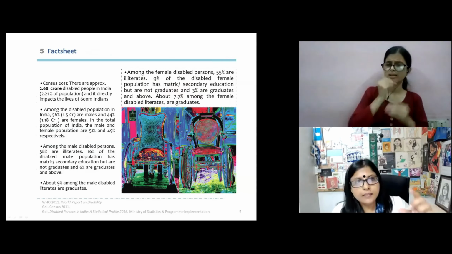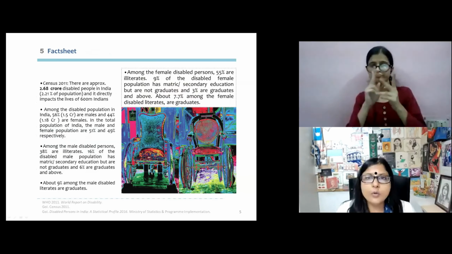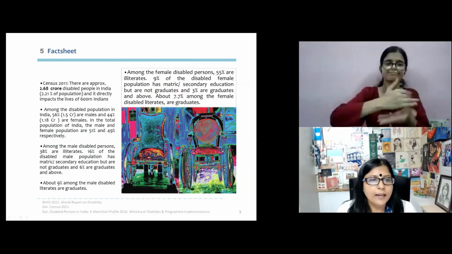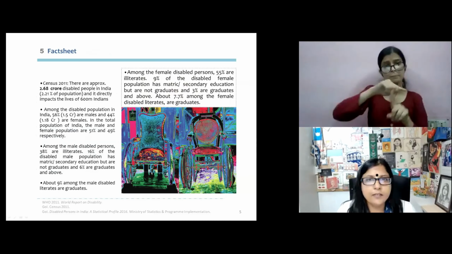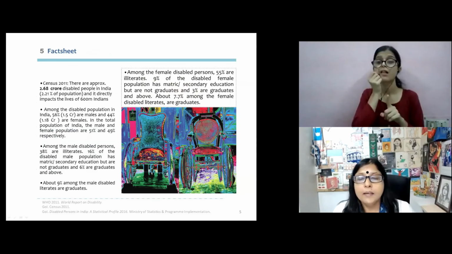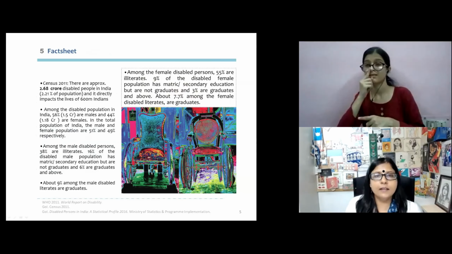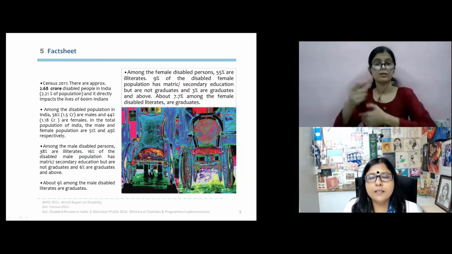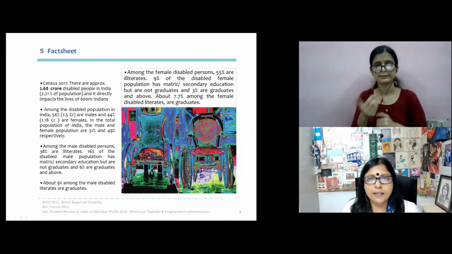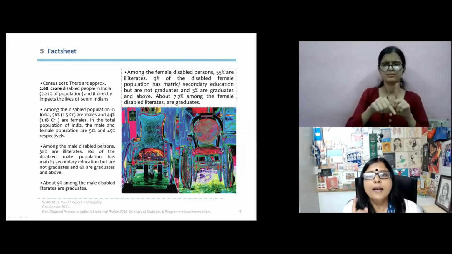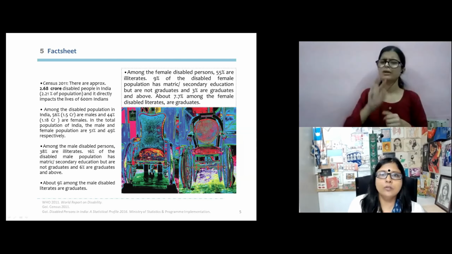the statistics on this slide talk about differences in terms of education levels. And so it says that about 9% among the male disabled literates are graduates, but among female disabled persons, 55% are illiterate. And 9% of the disabled female population has matric or secondary education, but are not graduates, and only 3% are graduates or above.